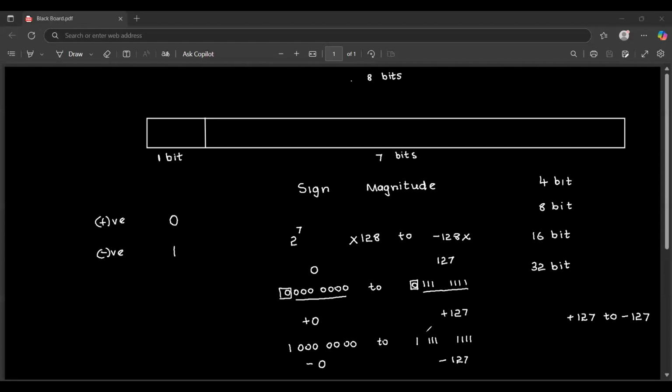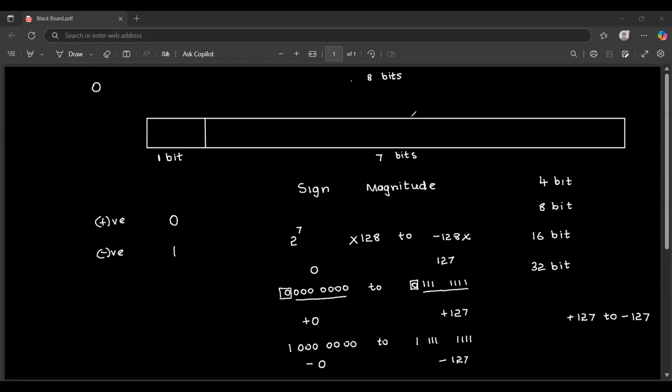Here you can clearly see why this is not a proper method to represent numbers. First of all, we have 2 zeros. Do we have 2 zeros in mathematics? No. We have only one 0. There is no positive 0 and negative 0. There is only 0, right? So that's the main disadvantage.